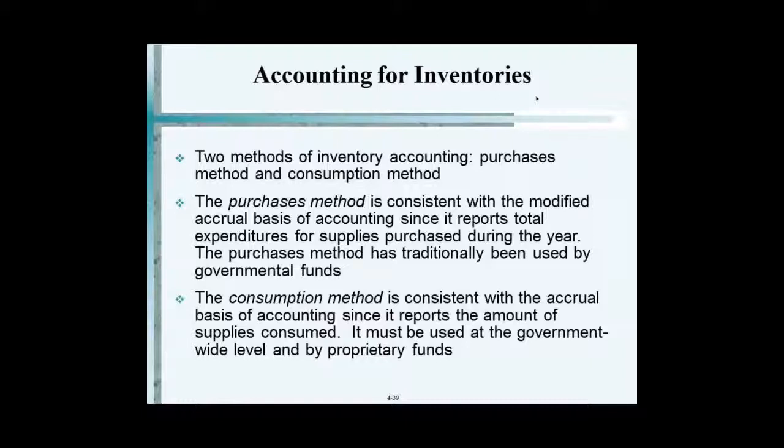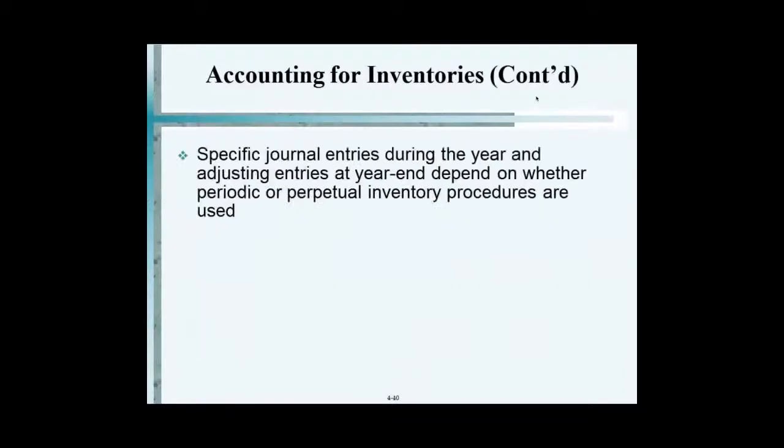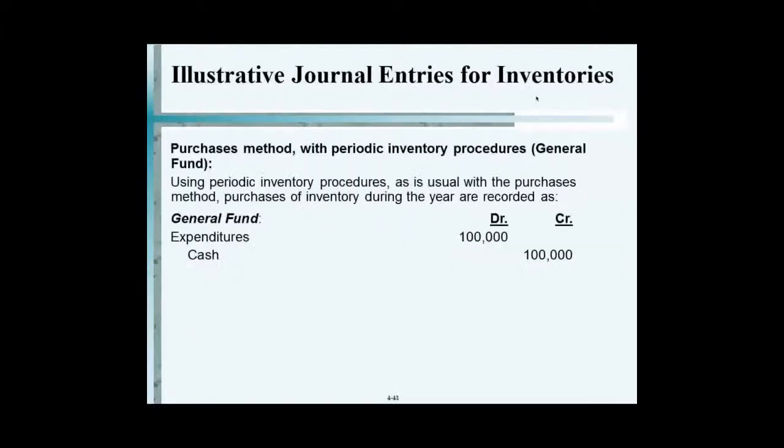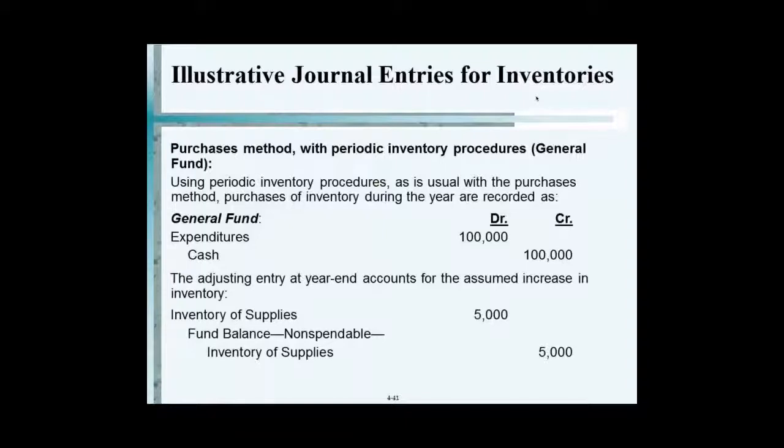And one uses the periodic, the other uses the perpetual system. Here's the purchase method. Look at what they do. They buy the stuff and they don't debit inventory, they debit expenditures. But this was the little complication I was telling you about, adjusting it at the end of the year to make sure that both the inventory account and the fund balance account agree.